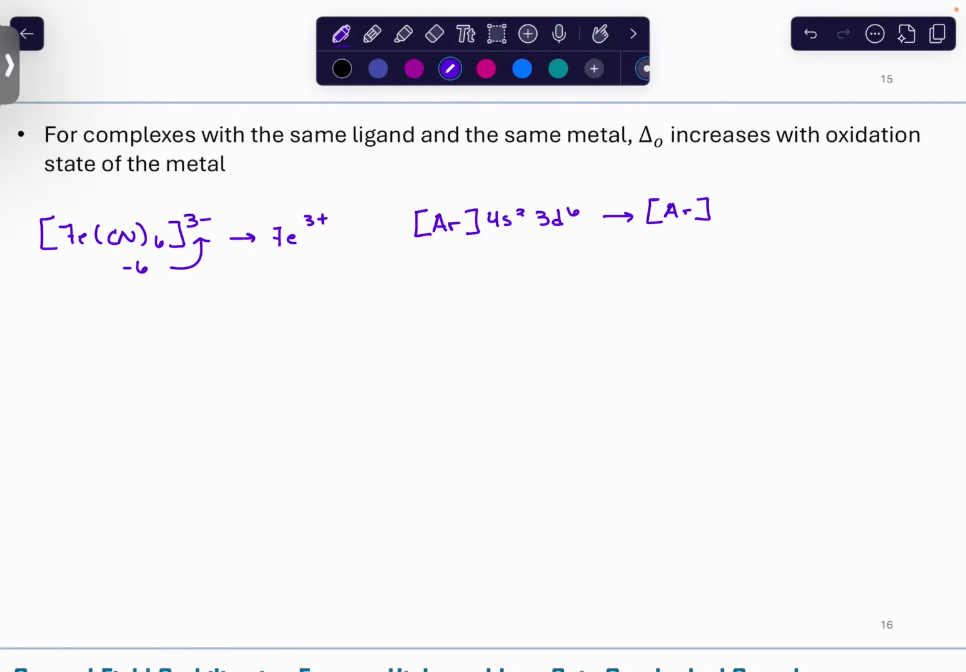Hold on, I did this wrong. It'll come off with the 4s. So that's 2 electrons. Then I need 1 more. Where will it come from? Off of the 3d. Yep. And so you're left with what? It'll be argon and then 3d5. Yep. So this is a D5 complex.